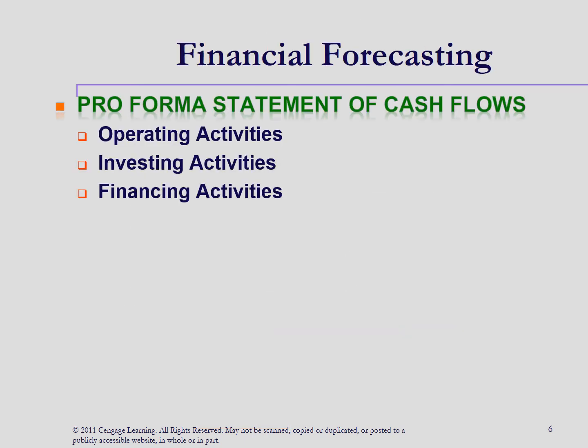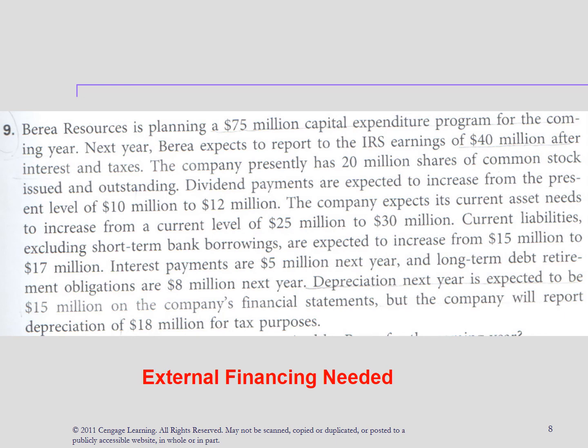The statement of cash flows can also be used to determine how much additional financing a company will need in some future period. Expected net change in cash is the sum of cash flows expected from operating activities, investing activities, and financing activities. This is from the end of chapter questions, question number 9. You are required to find out the external financing needed for the capital expansion project. Please make sure that you read through the problem so you will know how to extract the information needed.